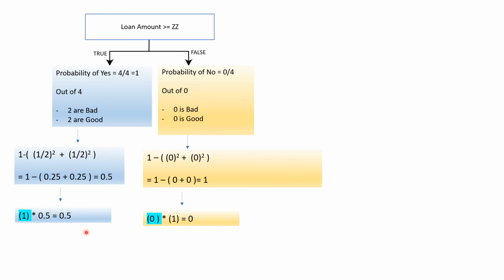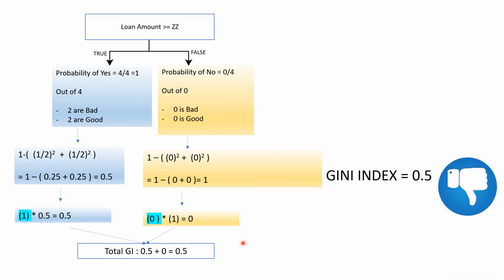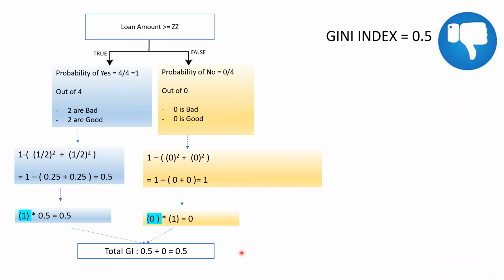Now to compute the total Gini index, as we have done earlier, we have to multiply the Gini index on each side with the probability for true and here with the probability of false, and then we have to add. So the total Gini index comes out to be 0.5, which is again not a good scenario.